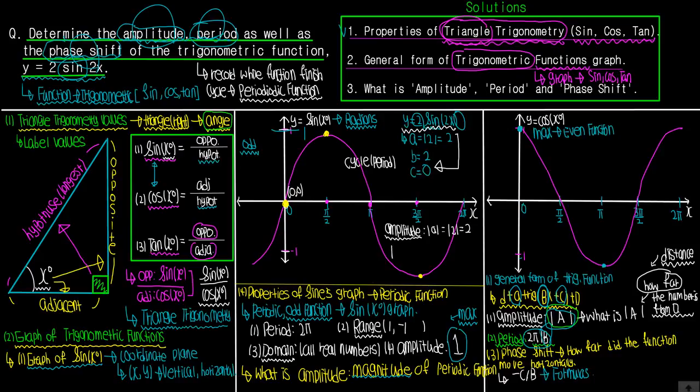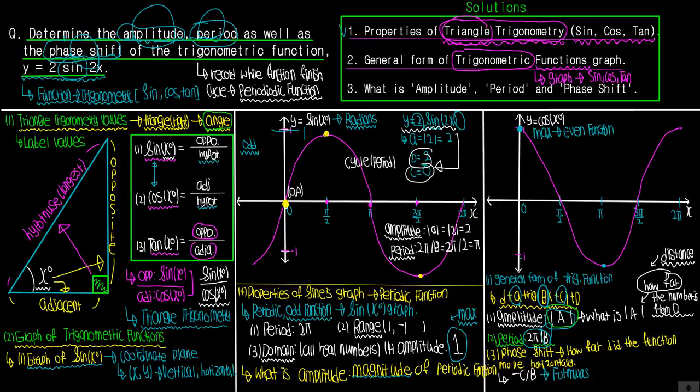Now let's think about our period. What is the cycle of our periodic function? What was the formula for it? It was 2 pi over b. Our b value was 2. So it is 2 pi over 2, which gives us pi. Pi is what the period of our function is going to be.